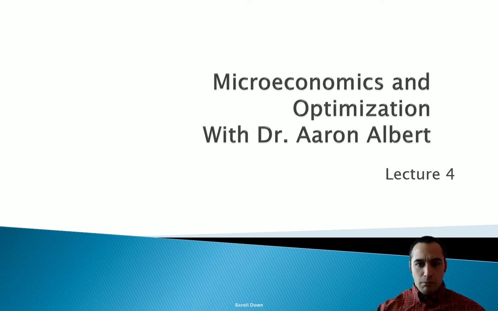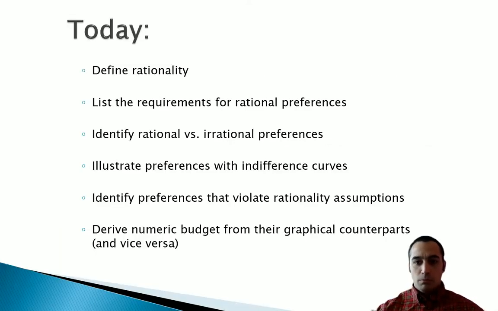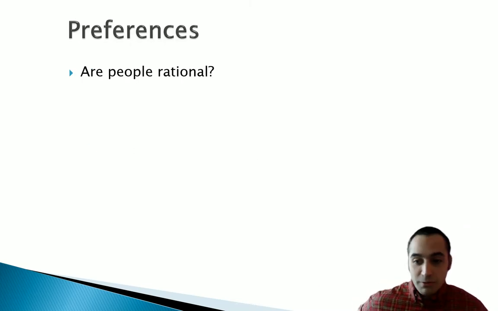Let's learn some econ. So today's goal is to introduce some of the basic concepts behind microeconomics. In short, we want to talk about what rationality is and isn't, what describes rational and irrational preferences, and then begin drawing some indifference curves and talking about what indifference curves do and do not make sense in accordance with our assumptions regarding rationality. We'll also talk about budget sets and how to map between budget sets and their graphical counterpart. So the first question we have today is an important one.